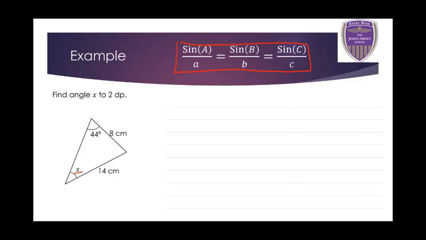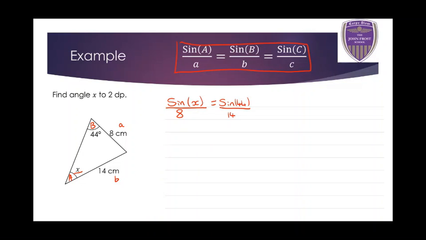So first things first, let's label up this triangle. This is angle A, this is side A, that's angle B, and this is side B. Okay, so let's fill in the formula. So we've got sine of angle A over A; angle A is X, and side A is 8, and that's going to be equal to sine B over B. Angle B is 44, so sine 44 over length B, which is 14.